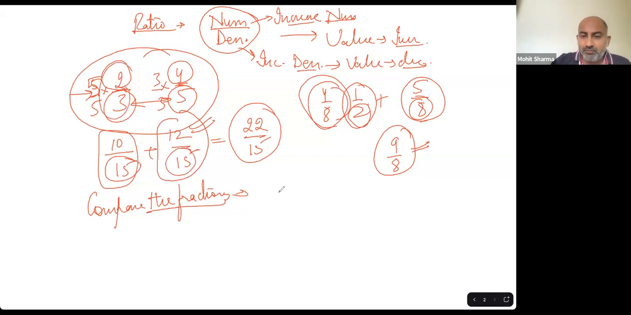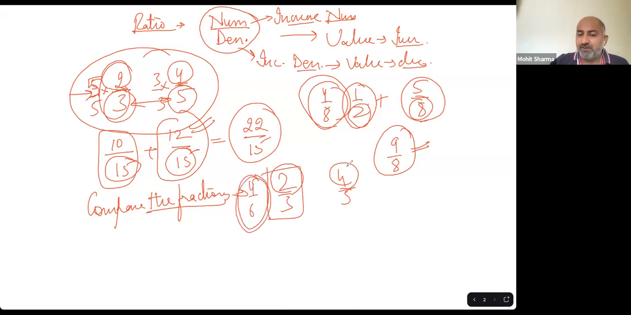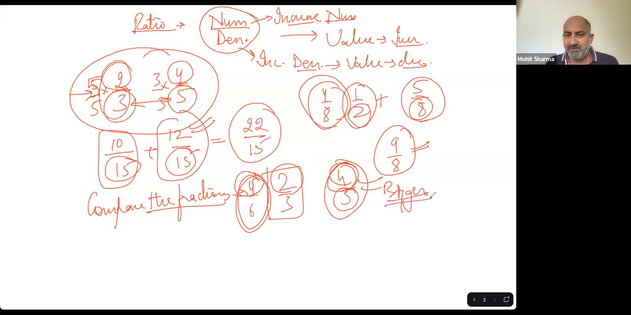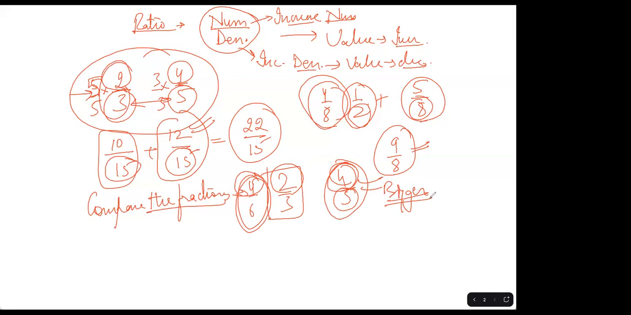Another thing you can do with 2 by 3 and 4 by 5, if you just want to compare the fractions, is make the numerators the same. For example, this would be 4 by 6. So 4 by 6 and 4 by 5: same numerator, smaller denominator means bigger fraction. That's what it means, as simple as that. Understood? Any questions? No, sir. One more thing, very, very important.